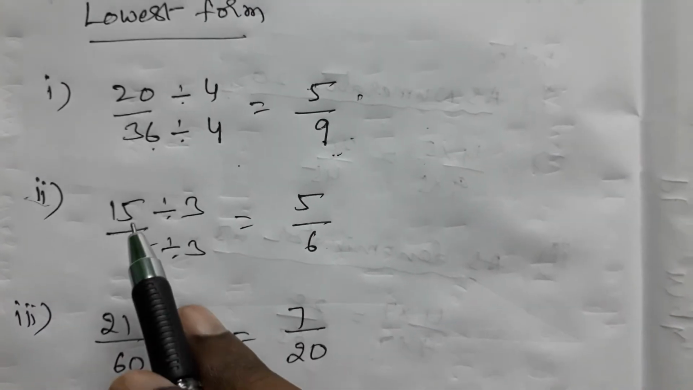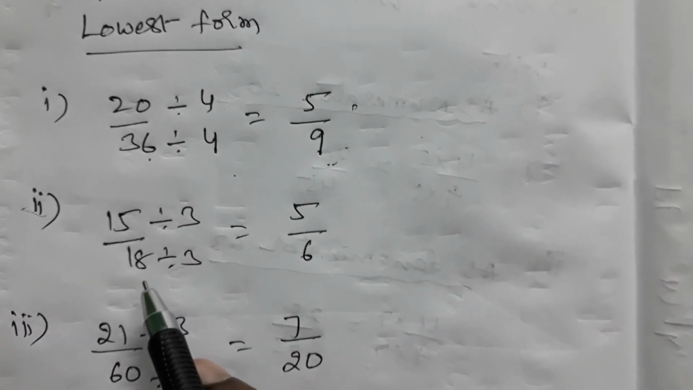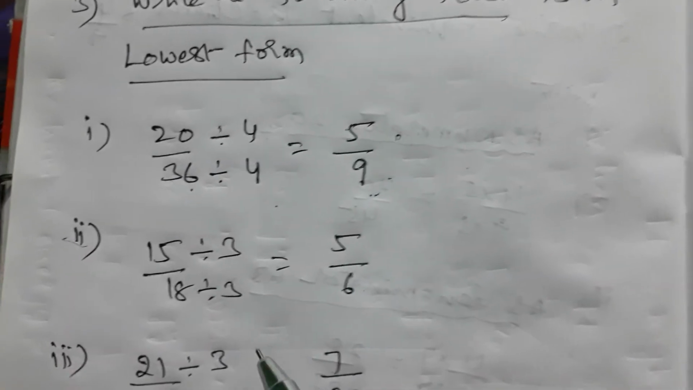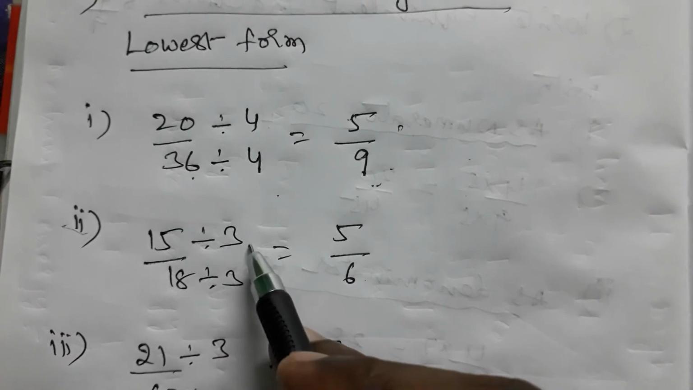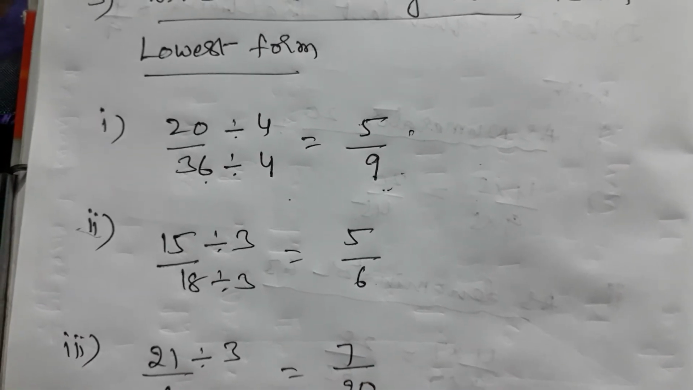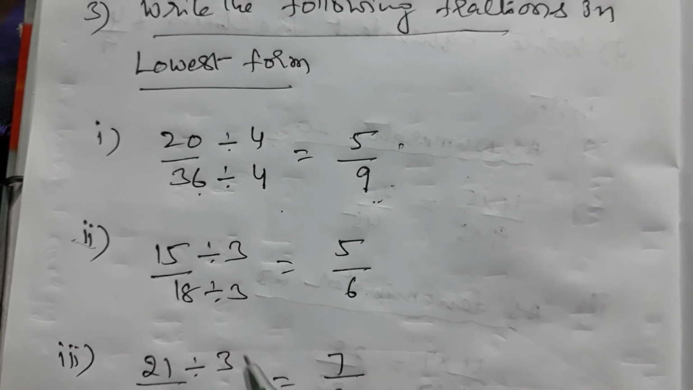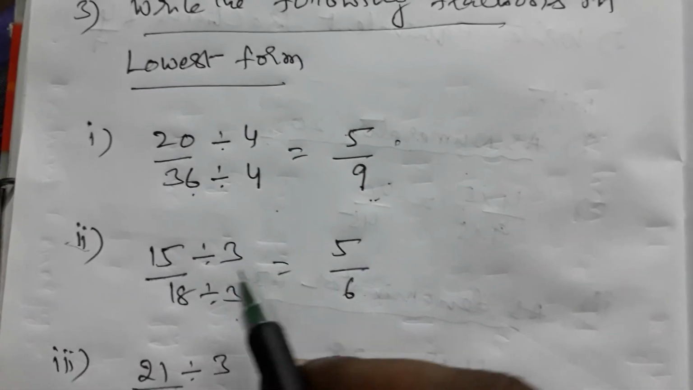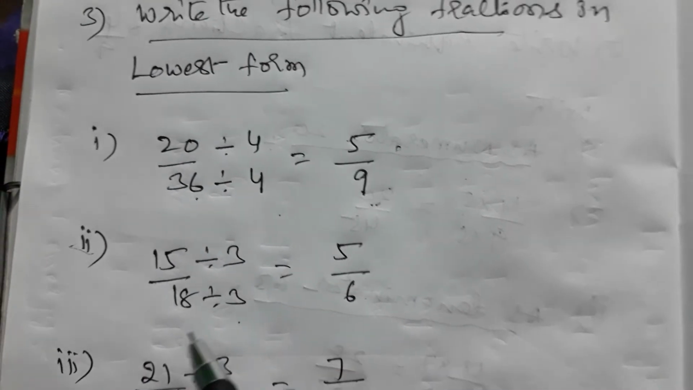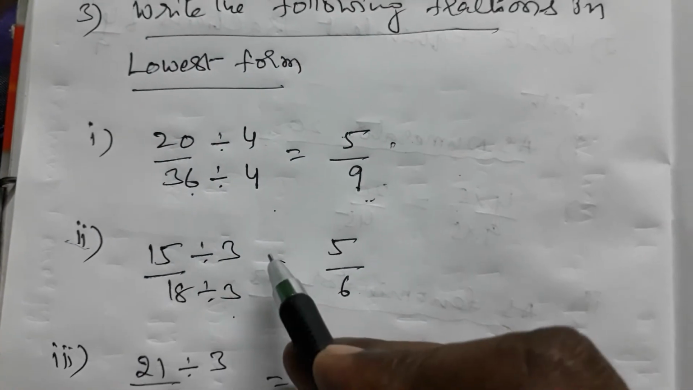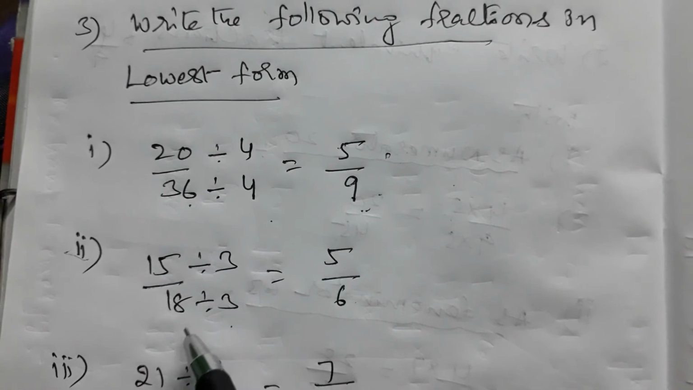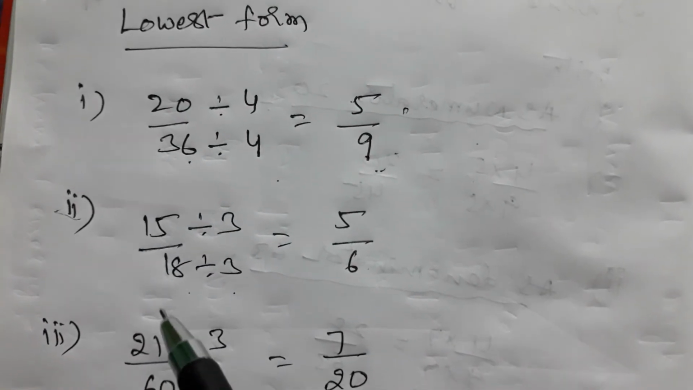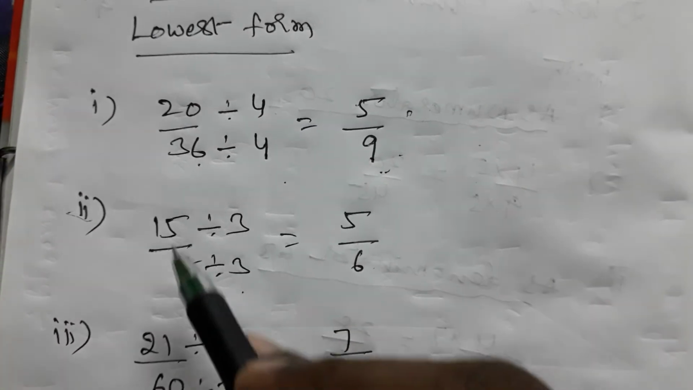Now another fraction, 15 by 18. We need the equivalent fraction in lowest form. To get lowest form, what do I have to do? Divide both numerator and denominator. See, to get lowest form, compulsorily we divide only. Lowest form divides, highest form multiplies. Here lowest form divides. So 15 by 18. What table is possible in both 15 and 18? Yes, 3 table. We know 3 table divides both.